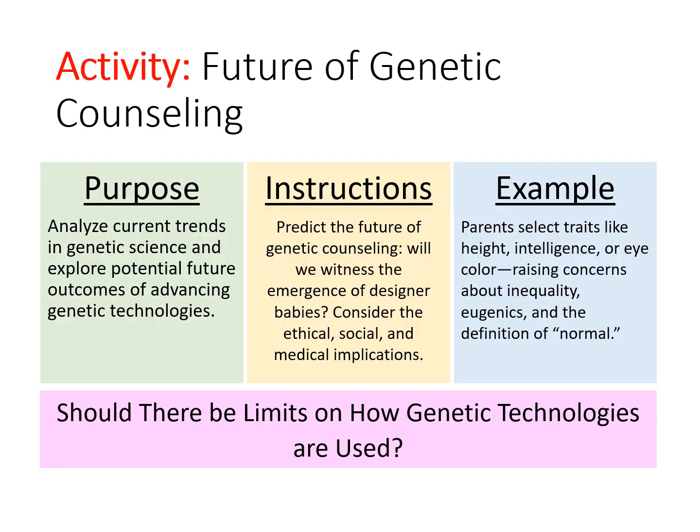What might our future look like? Will we see the rise of designer babies, where parents select traits like intelligence, appearance, or athletic ability? Or will advances in genetics focus primarily on curing serious conditions that are currently untreatable? As you reflect, consider the ethical, social, and medical implications of each path. What kind of future do we want to shape, and who gets to decide?